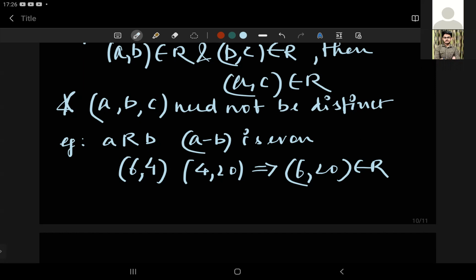Okay, so let's say we have three numbers, x, y, and z, which are natural numbers, and it is defined that x is less than y and y is less than z. Then it is quite obvious that x will be less than z. So that relation will obviously be a transitive relation.